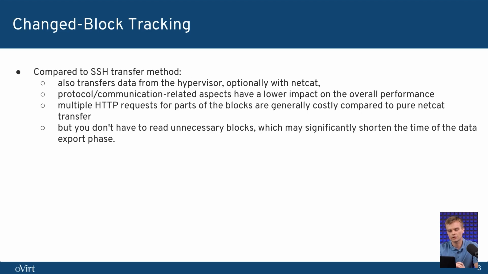So you should expect that CBT is going to be the standard way to protect your oVirt environments in the future, especially since snapshots are not needed on the hypervisor. Netcat can perform very, very fast with the SSH transfer, but as I mentioned, HTTP can be slower, because it is going to transfer some metadata as well. The HTTP protocol is going to perform slower than the raw transfer of Netcat, but Netcat is going to transfer more data, including the empty blocks, which may not be needed.